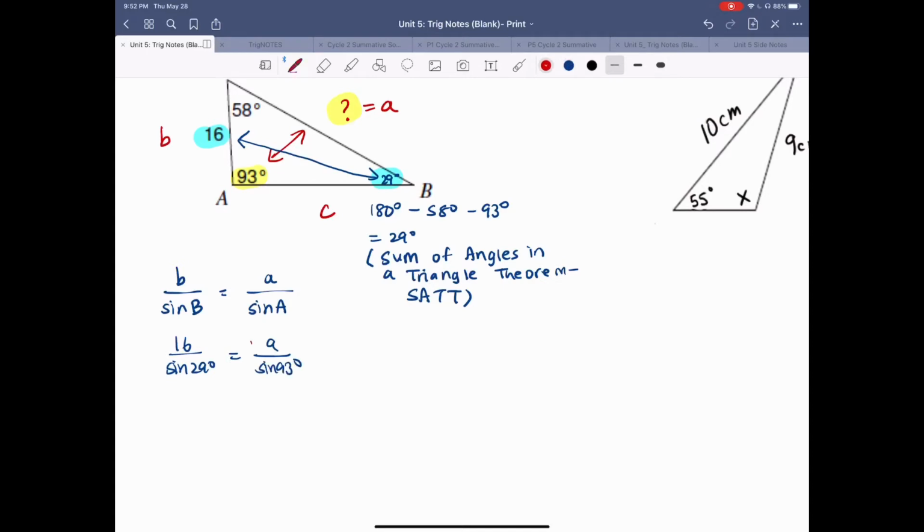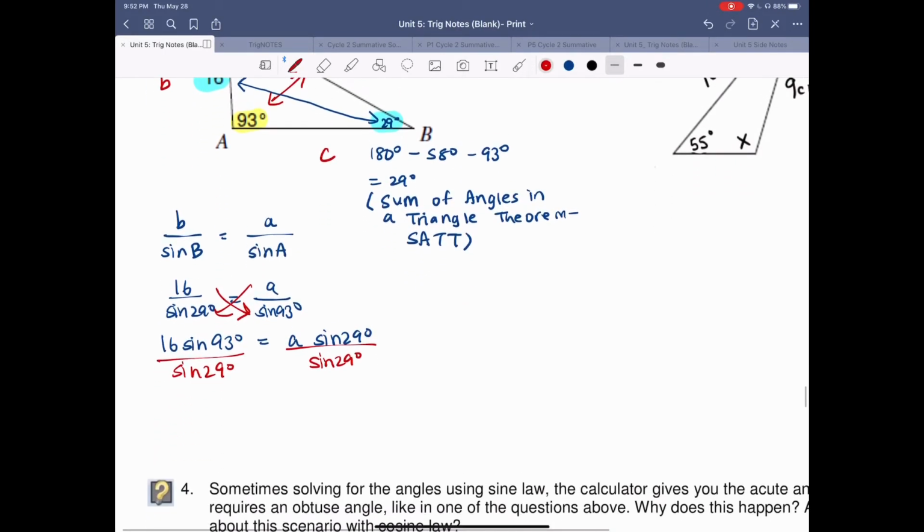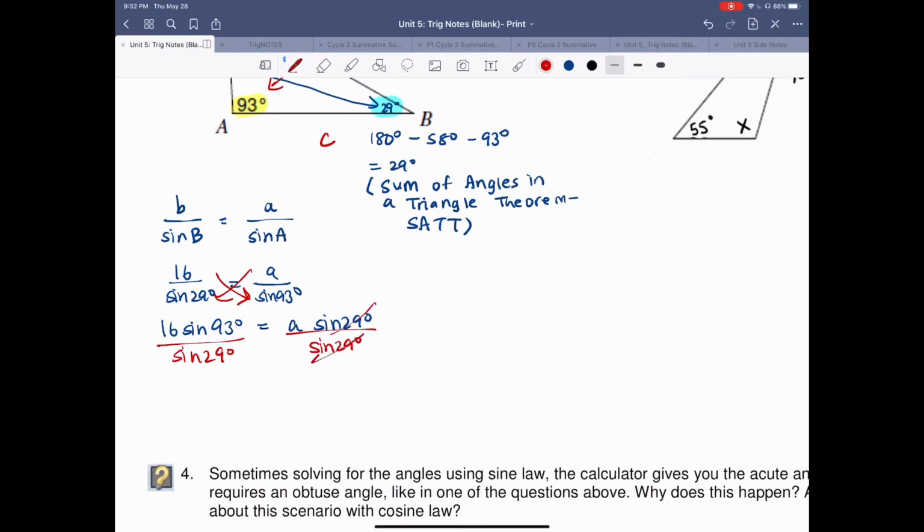So we're going to cross multiply. And I will be left with 16 sine 93 degrees is equal to A sine 29 degrees. I'm going to divide by sine 29 degrees on both sides. Keep in mind, you could have said that A is also line segment BC. You could have written it that way as well. That cancels those out, and A is equal to whatever that works out to be.